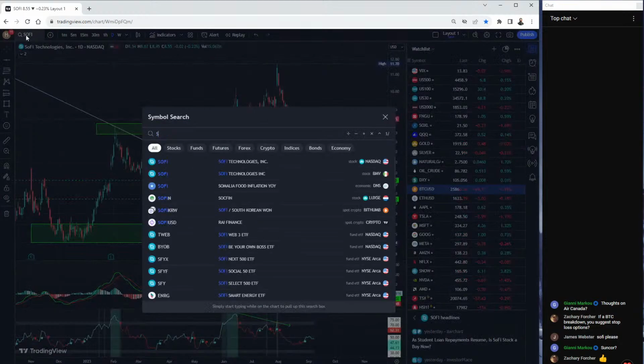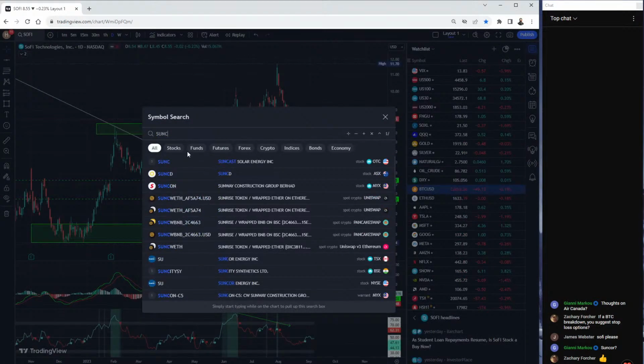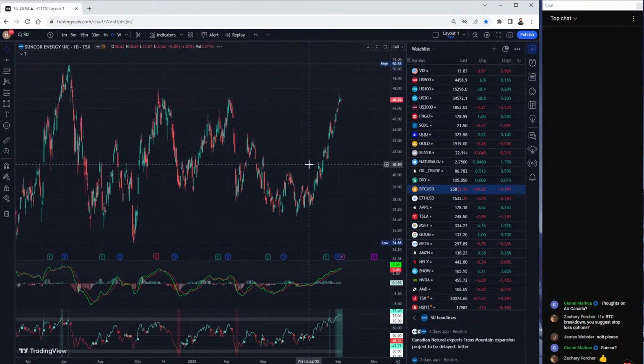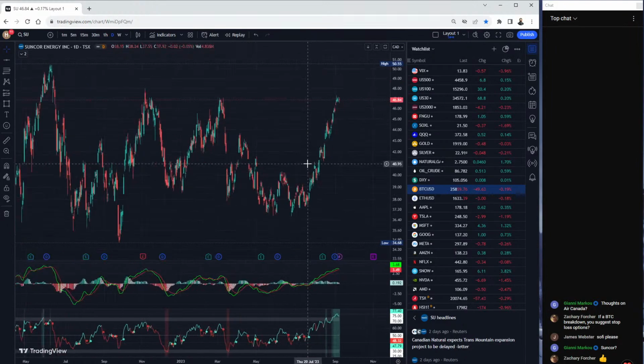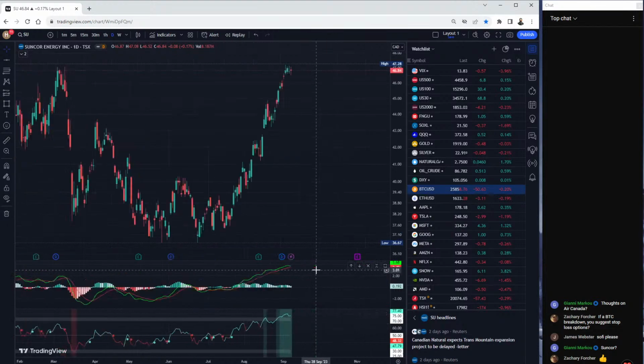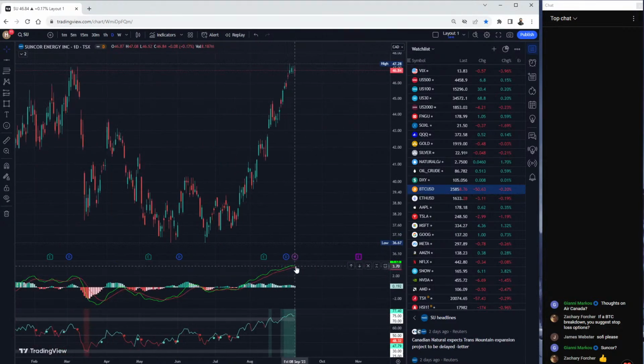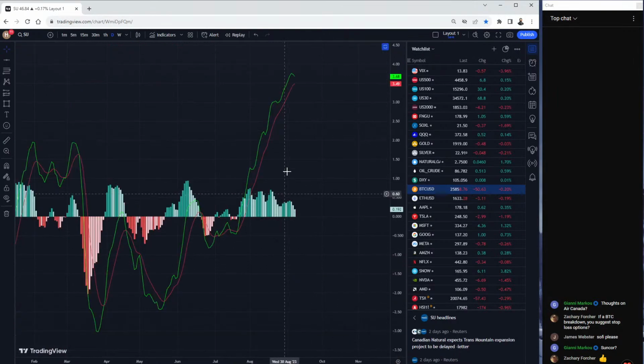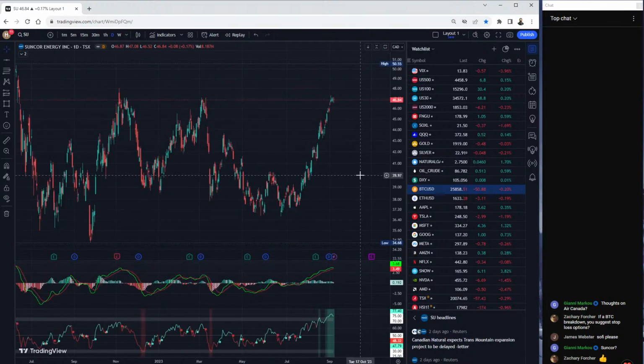Let's do Suncor, SU, I think. Suncor on the Toronto Stock Exchange. So Suncor is very oversold, very oversold. So you should be looking to take profits right here. You can see RSI very oversold, it's showing a green background. You can see the PPO green line is about to cross over the red line, still did not cross it, but you should take profits when it's showing a green background.